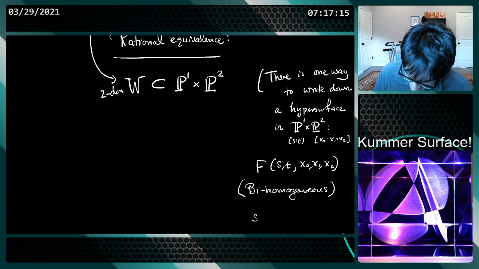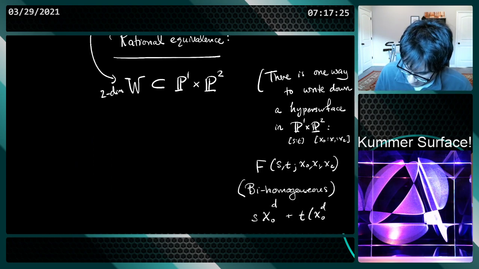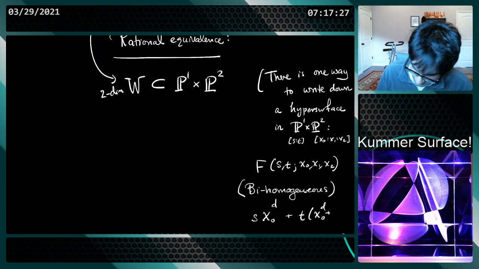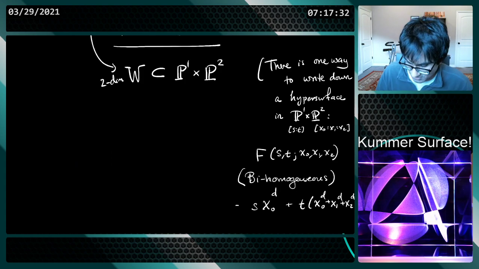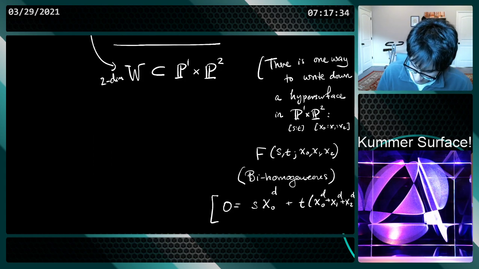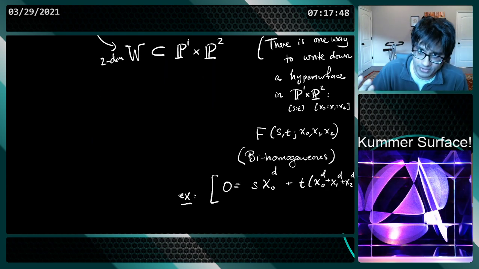Like this: S times x naught to the d-th power plus t times x naught to the d plus y naught plus ... equals 0. Example. This is a well-defined subset. It has codimension 1, because I'm setting one equation equal to 0. That's not a zero divisor.